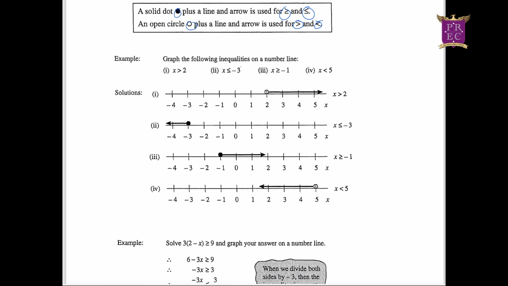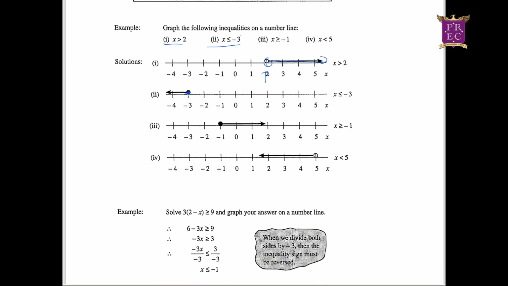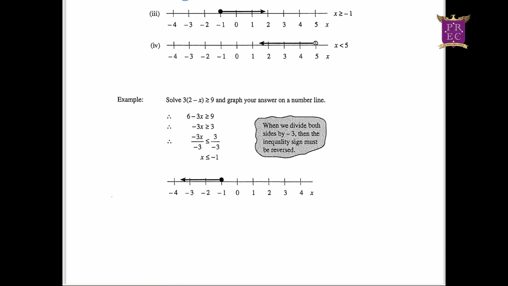So as you can see here, for number 1, x greater than 2, we've got an open dot on the 2 and then a line pointing upwards. So this means that the expression represents any number greater than 2 but not including 2. Whereas for this one, x less than or equal to -3, as you can see, they've got a shaded in dot, which means this number line represents every number smaller than -3, including the number -3 itself.